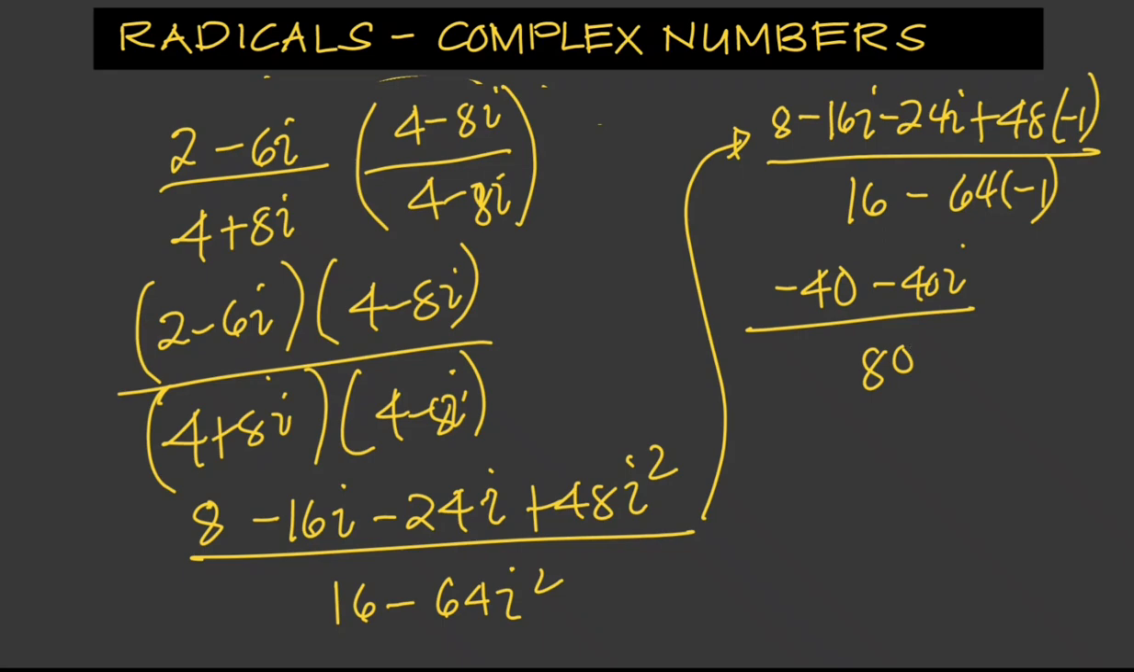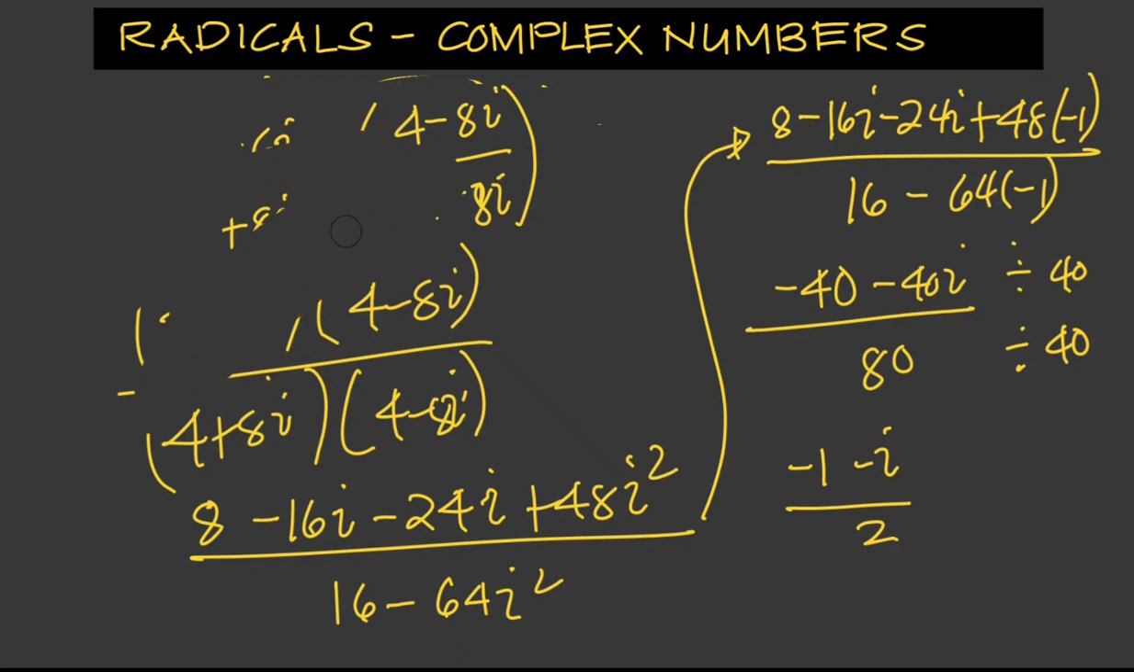And then we can further simplify this by dividing both our numerator and denominator by 40. We can divide this by 40 because they are both divisible by 40. So we can simplify this as negative 1 minus i over 2. So this expression here is just equal to negative 1 minus i over 2.